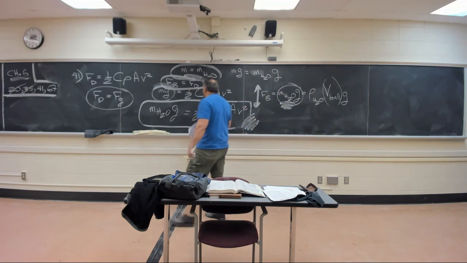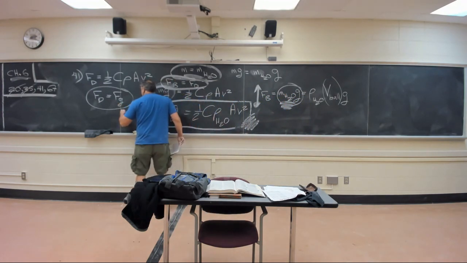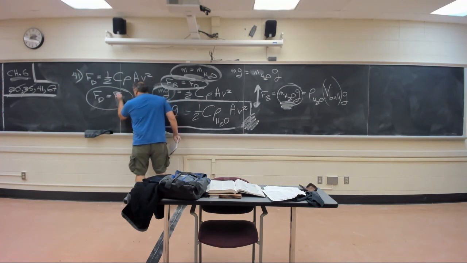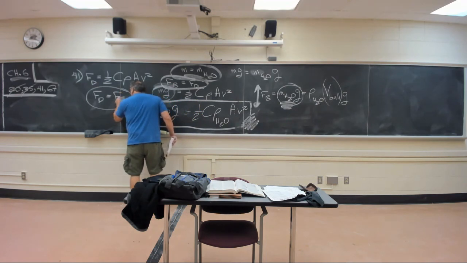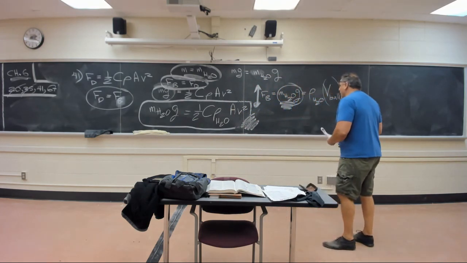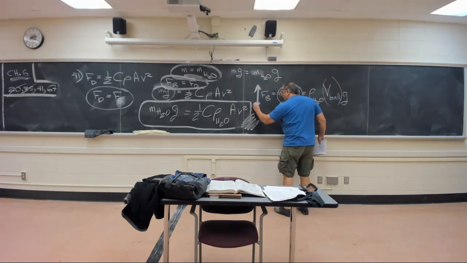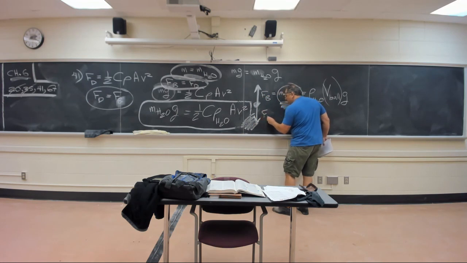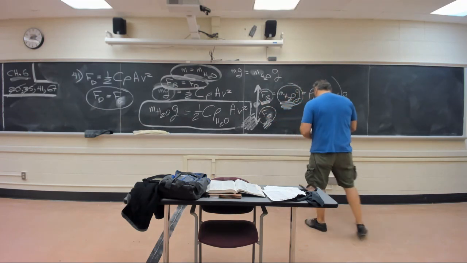This FG really should be the F sub G of the water that is displaced. So, well, FD equals FD. That's obviously true, but this is a better way to write it. And that's what I've been writing here. That's essentially the argument, you guys. This buoyant force is going up. The drag force is going down. F sub D and F sub B are equal and opposite to each other.